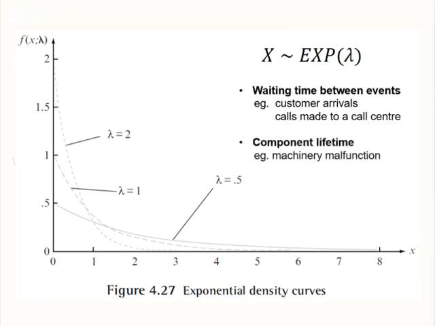Another example is component lifetime. So let's say you've manufactured something, or maybe you have some machinery that functions for some period of time. And we're saying the lifetime of that machinery or that component you've manufactured is typically going to be within this time period. And then it becomes less and less likely that the machine or component will survive for extremely long periods of time.